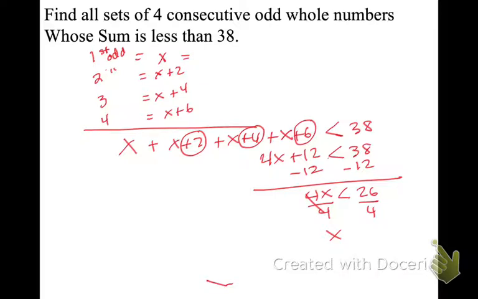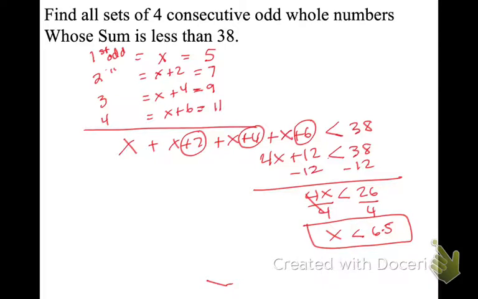26 divided by 4, pay close attention, is less than 6.5. So we're looking at odd whole numbers that are less than, you've got to make sense of this. So what's the closest odd whole number that is less than 6.5? Well, 6 is the closest integer, but they need an odd number, not a decimal value. So I'm going to jump down to 5 is the closest odd whole number. And 5 plus 2 would be 7. And 5 plus 4 would be 9. And 5 plus 6 would be 11.